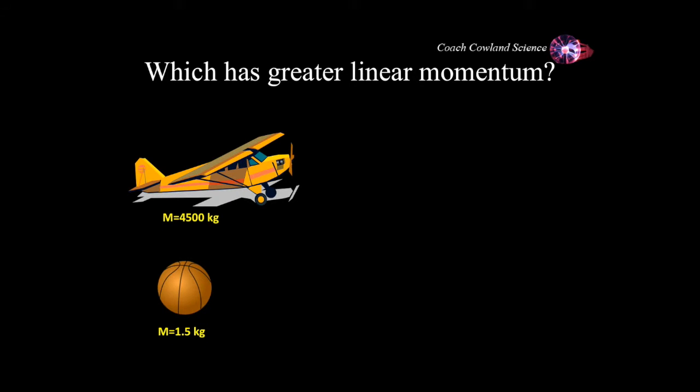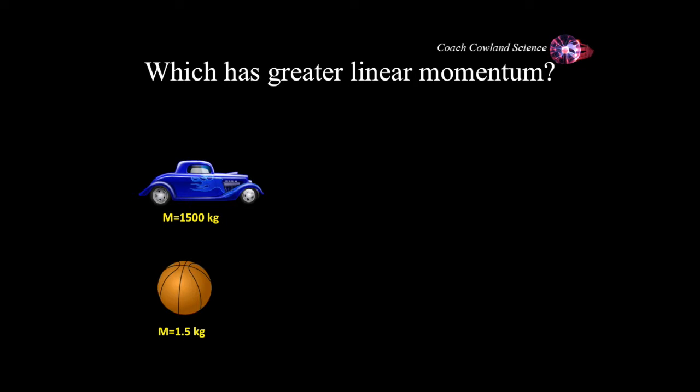What about this one? We have an airplane here with a mass of 4,500 kilograms and a basketball with a mass of 1.5 kilograms. I'll hit play. Okay, the mass of the airplane is really high, but what's its velocity? It's zero. If you multiply anything by zero, you get zero. So the momentum of the aircraft is zero. The ball actually has a momentum because neither the mass nor the velocity is equal to zero.